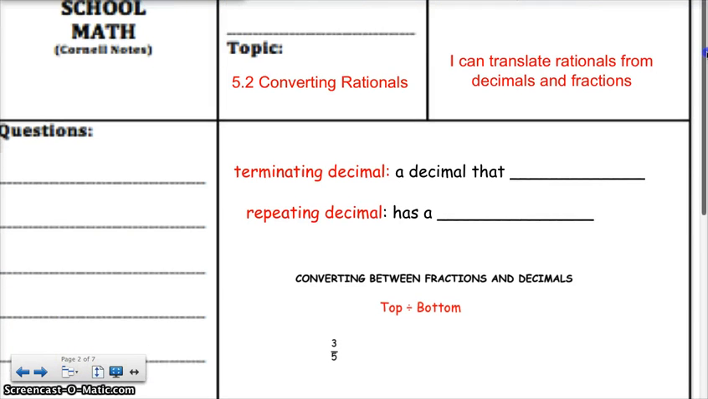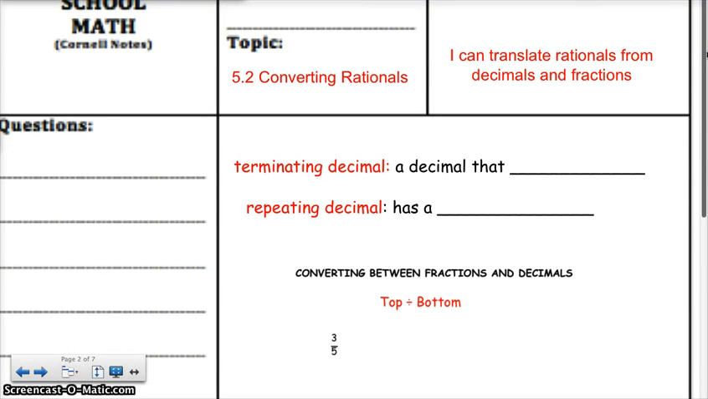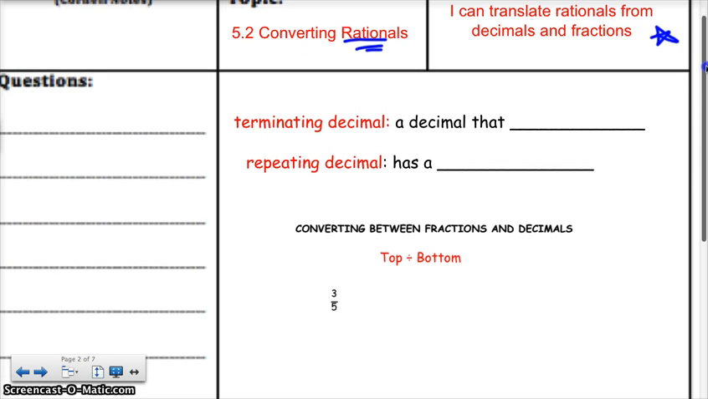Right, we are scooting along with our rational units. We have learned what a rational number is. Remember, rational is any fraction. It can be any number that can be written as a fraction or quotient, a over b, such that a and b are integers, okay? Now we're going to scoot to converting rationals. Convert just means change. Your learning target: you can translate rationals between decimals and fractions.